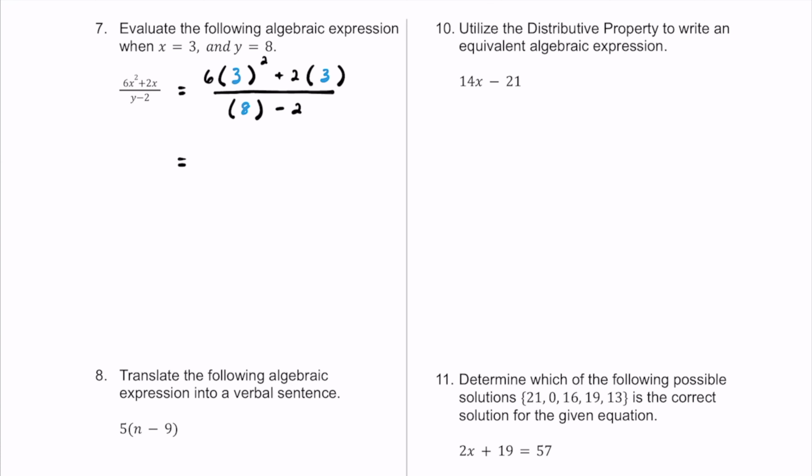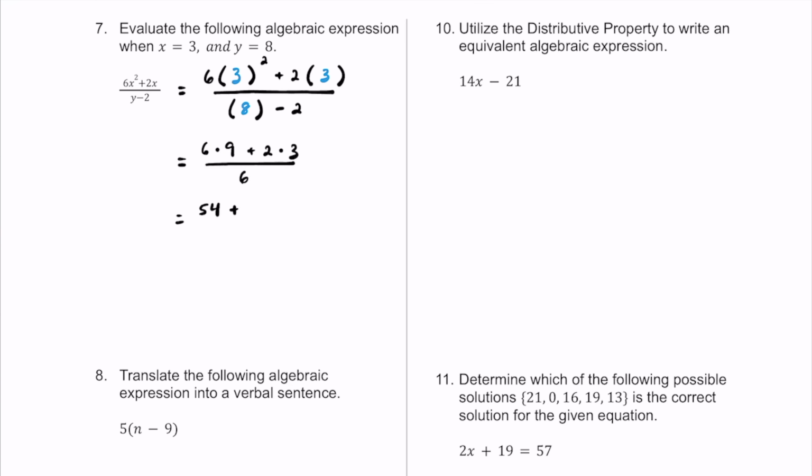So if we take a look at the numerator, we have to do the power first. So 3 squared would be 9. So it's going to be 6 multiplied by 9 plus 2 multiplied by 3. And in the denominator, let's see, we only really have one problem to do, which is 8 minus 2. That parentheses doesn't really matter. We're going to get 6. Okay, on the top here, let's go ahead and just keep simplifying here. 6 times 9, that's going to be 54.